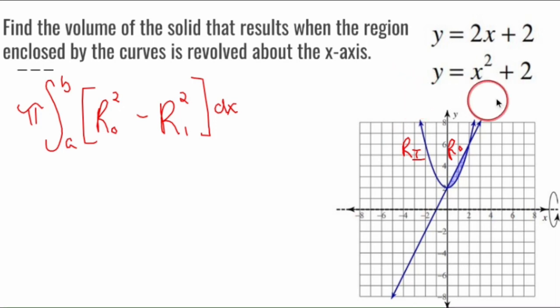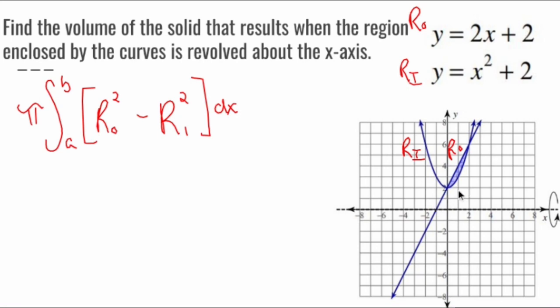All right, so let's label what I know now. There's a few things that we have to do before we can even get started. First thing is I now know that this curve is my r sub i. So the parabola, which is this equation, is my r sub i. This is going to be my r sub o, so let's put that in our back pocket. What we also need is my upper limit and lower limit.